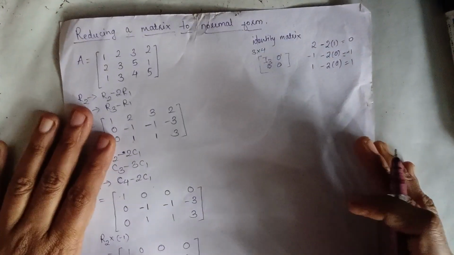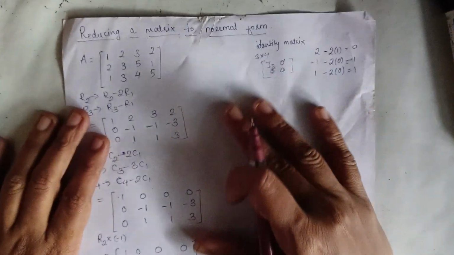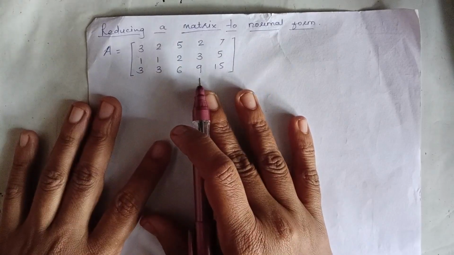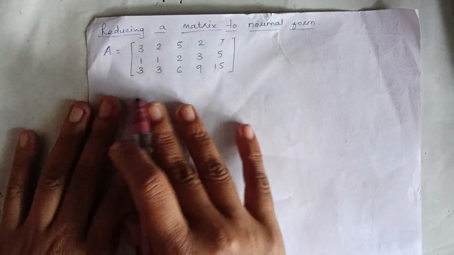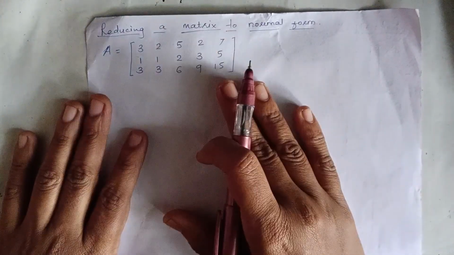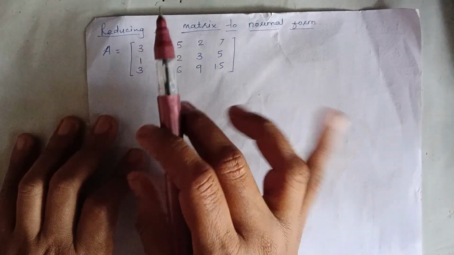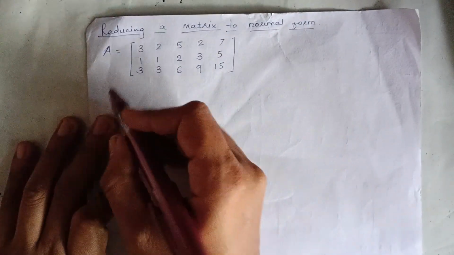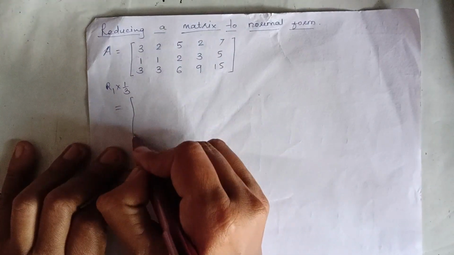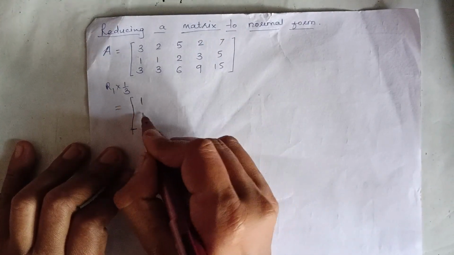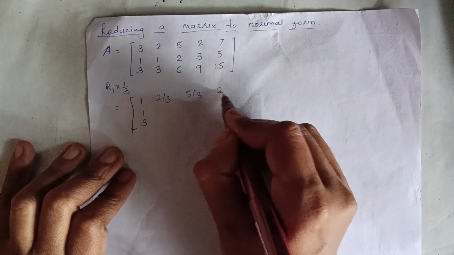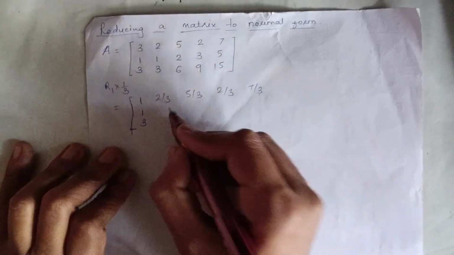Okay. So we have just seen reducing a matrix to normal form. This is another example for a matrix to reduce it to a normal form. So let's start by making it an identity matrix. First you have to do row operations. First you have to make this as 1, so R1 multiplied by 1 by 3. So the matrix becomes 1, 1, 3, 2 by 3, 5 by 3, 2 by 3, 7 by 3.